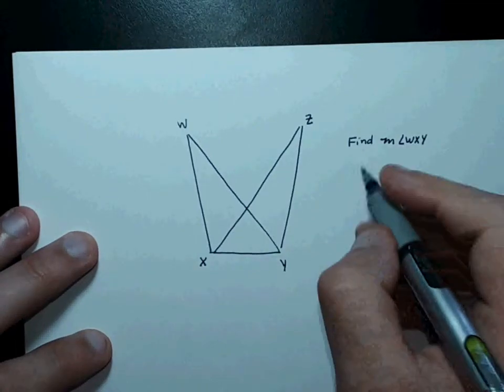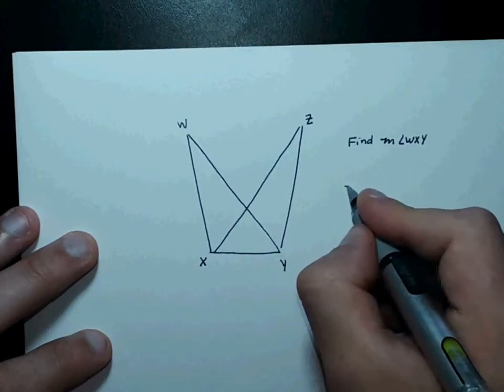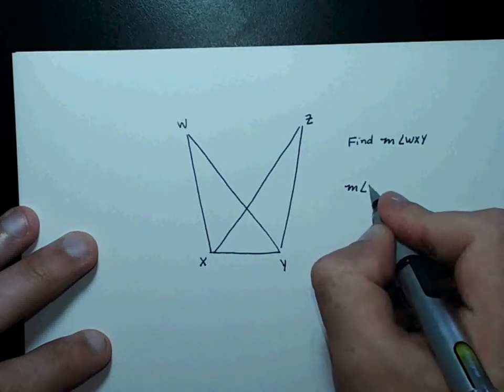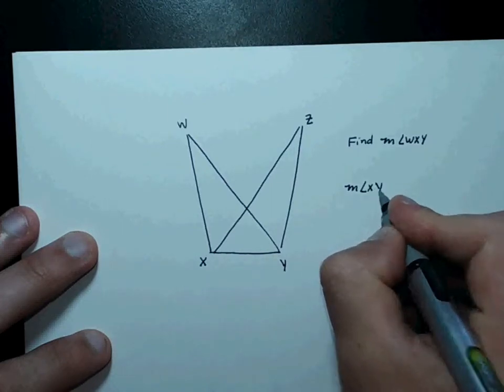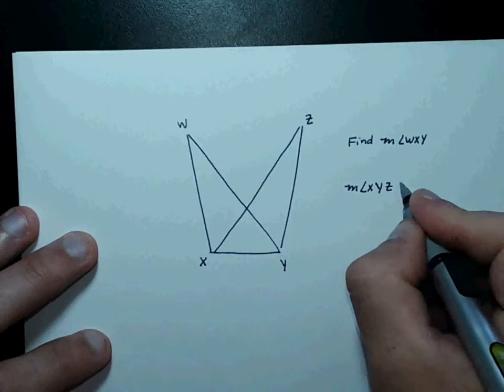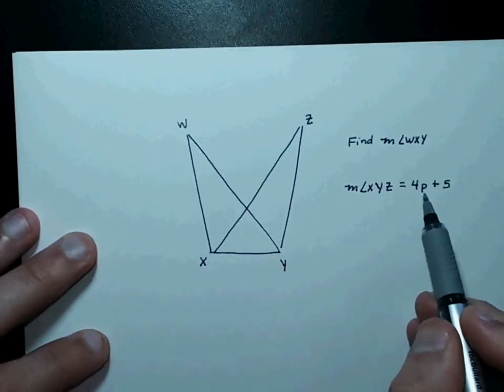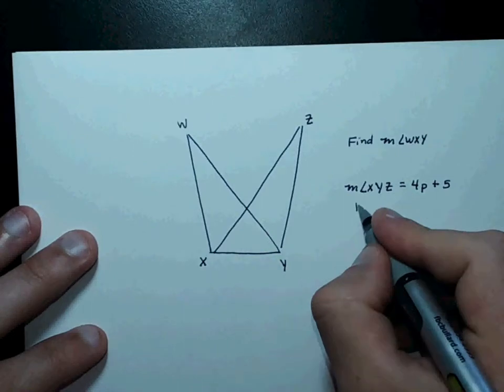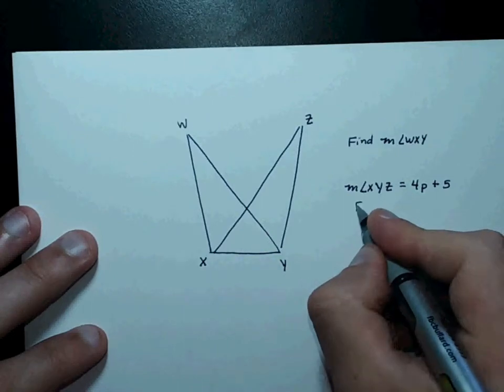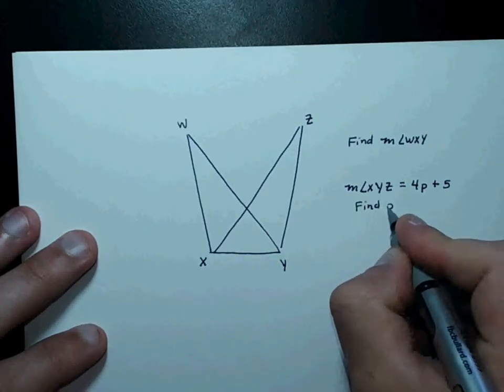The second thing is that the measure of angle XYZ is 4p plus 5. P is just a variable here. So we're going to also have to find the value of p.